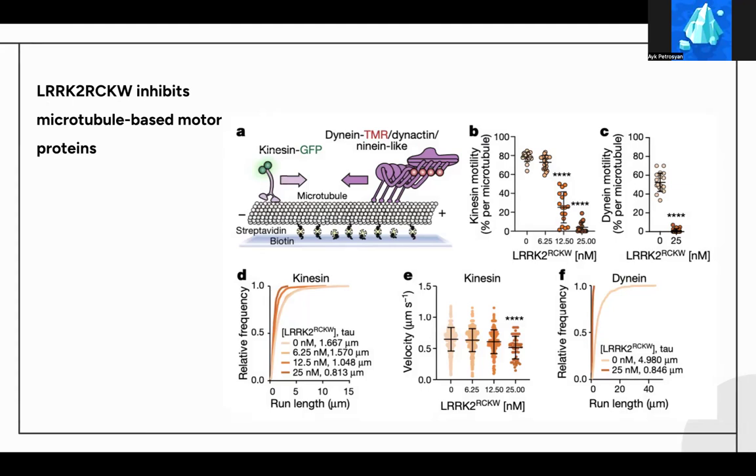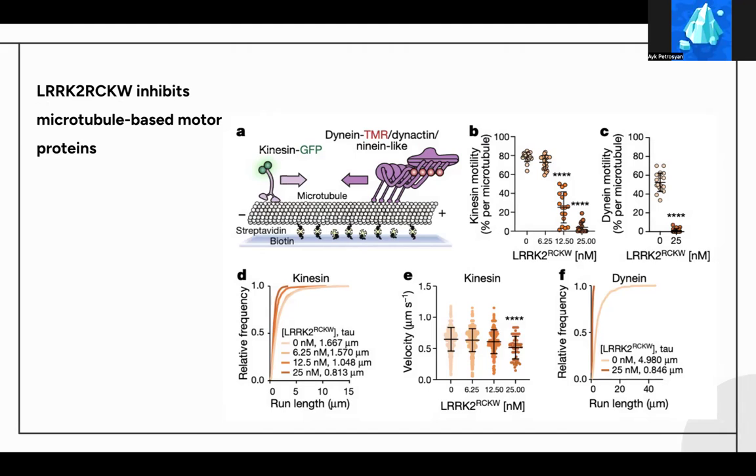Mechanistically, LRRK2-RCKW appears to function as a roadblock. Kinesin run lengths were significantly shortened, though their velocity remained stable, hallmarks of physical obstruction. Interestingly, unlike other microtubule-associated proteins, for example tau, that inhibit only kinesin, LRRK2 also inhibited dynein, likely due to its filamentous structures, which may prevent dynein from sidestepping around obstacles.